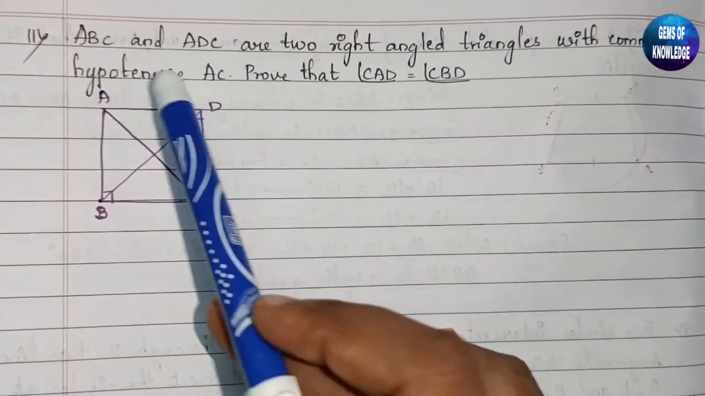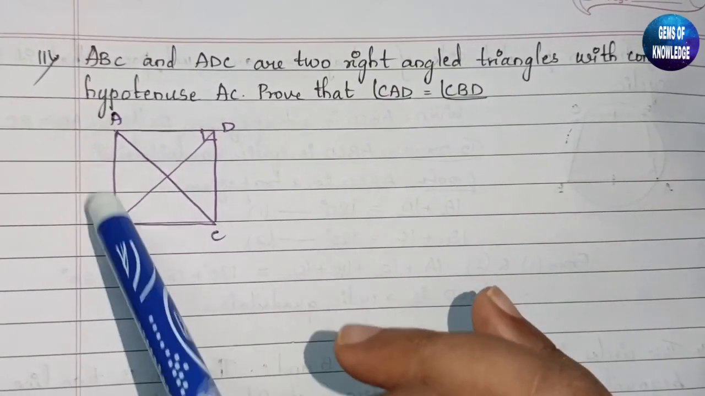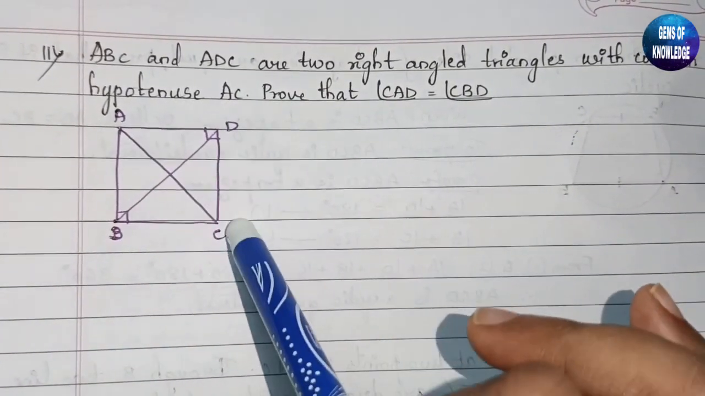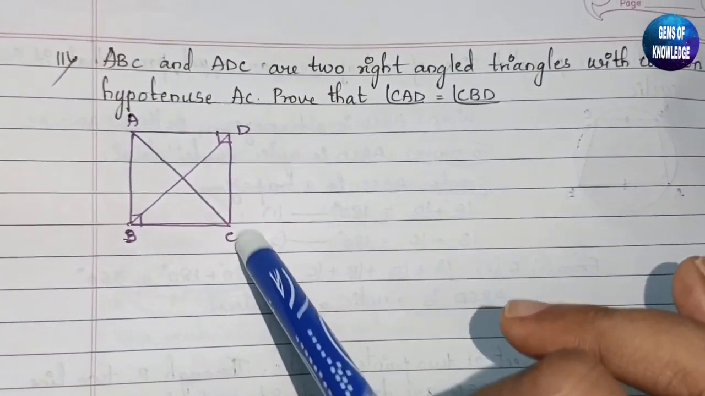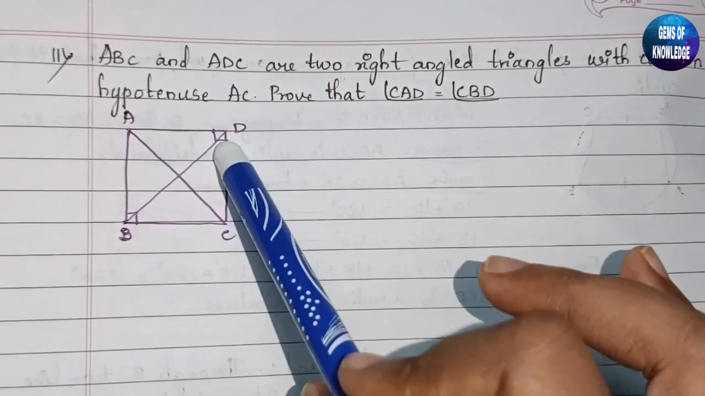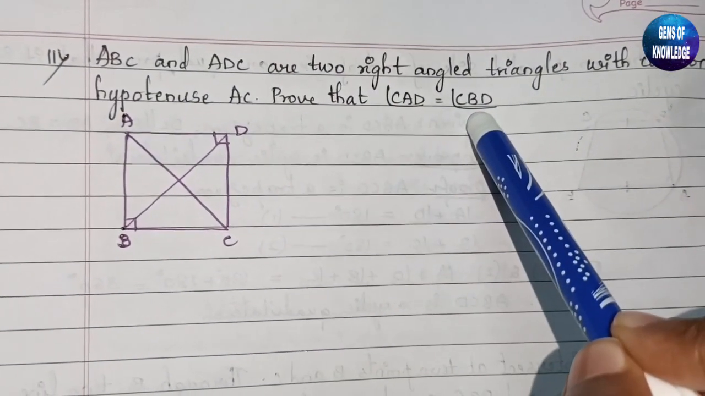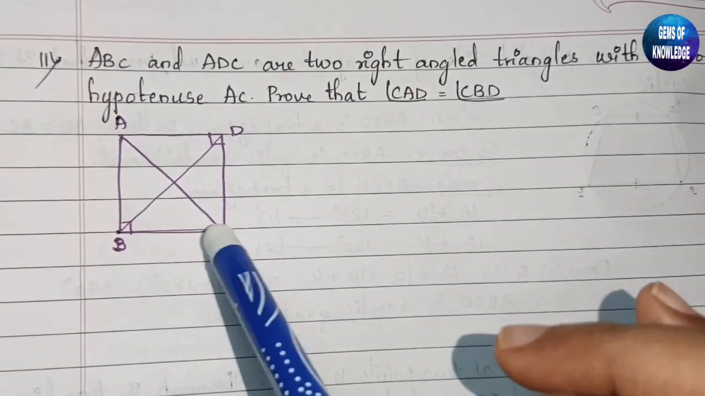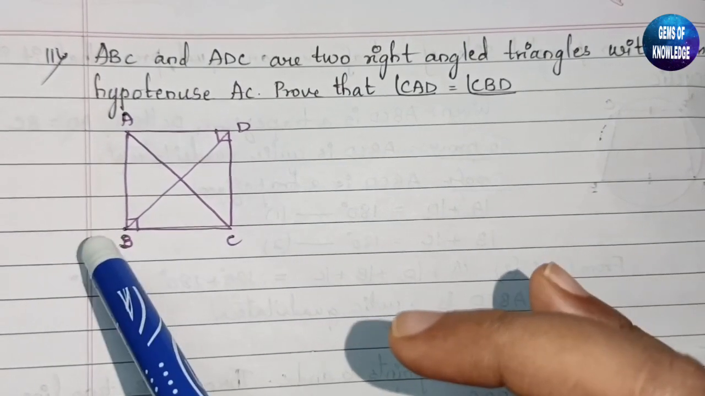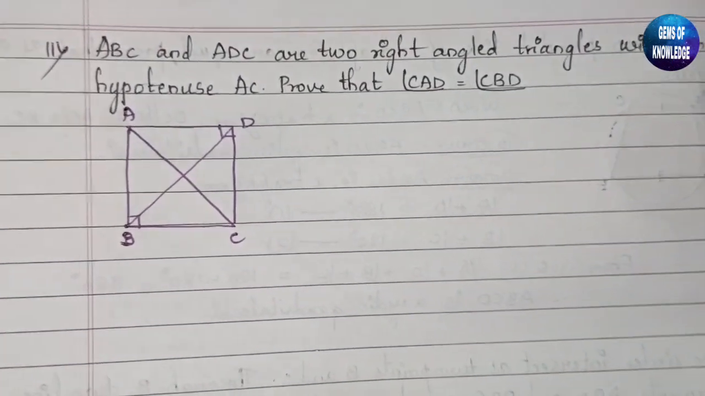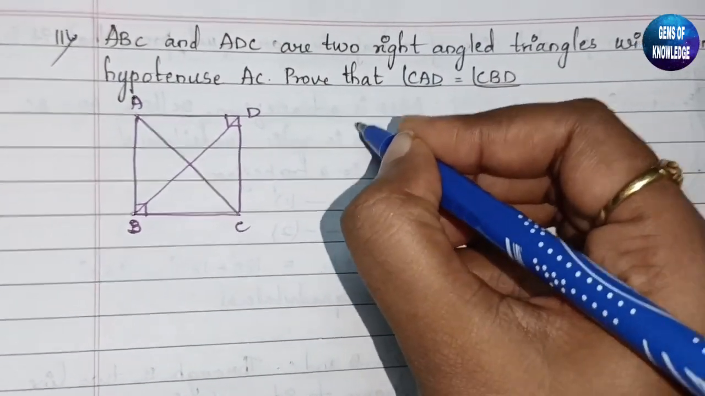Okay, next question. You can see ABC and ADC are two right angle triangles with a common hypotenuse. This is the common hypotenuse for both the triangles. We should prove that angle CAD is equal to angle CBD. We need to show that, so we will start with the proof.